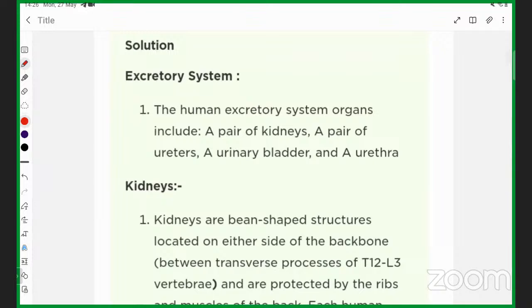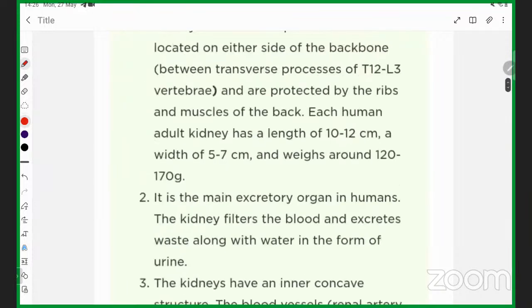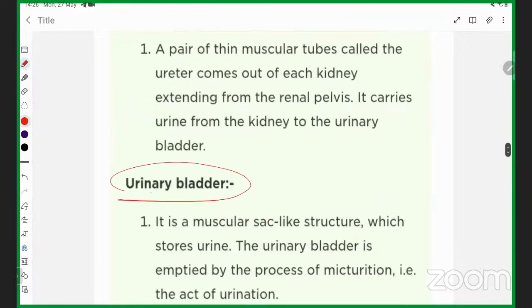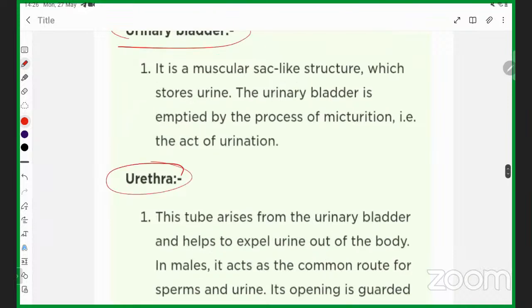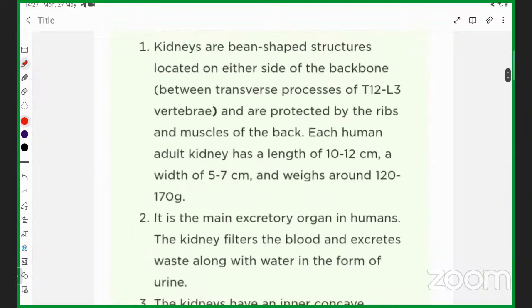There are some organs which are involved in the process of excretion. The first one is the kidney, and the second one, if you can see, is the ureter. The third one is the urinary bladder, and the fourth one is called the urethra. So this is the point which we have to understand one by one. What is the meaning of excretory system? Excretion is the process by which we remove unwanted substances from the body. That is what is called excretion.